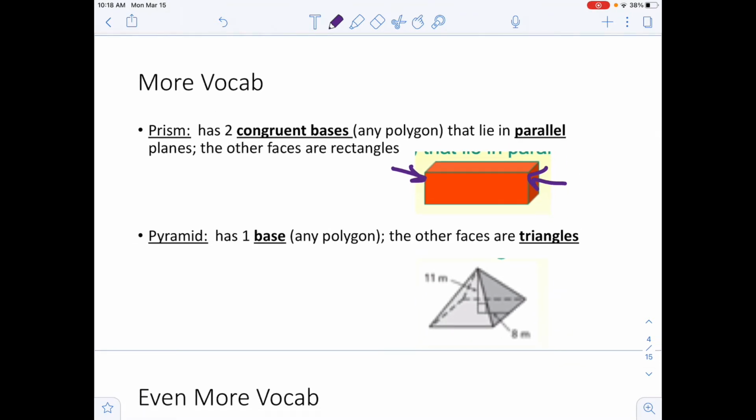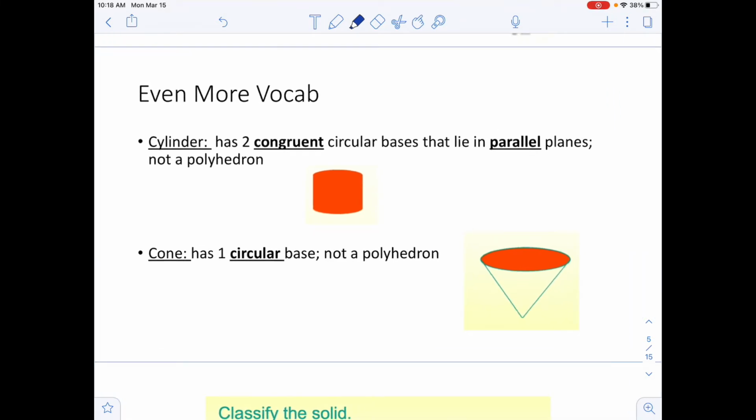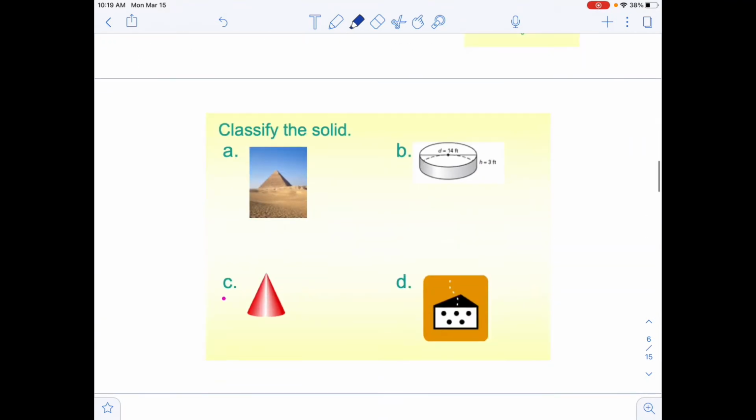A pyramid has one base, and the other faces are triangles. A cylinder has two congruent circular bases that lie in parallel planes, so it's not a polyhedron. So cylinder, it's like a soup can, right? A cone has a circular base and is not a polyhedron because we do not have flat sides.